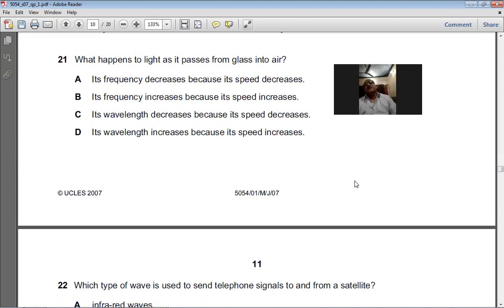Its frequency decreases because its speed decreases? No, frequency remains unchanged. B option, its frequency increases because its speed increases, that is also wrong. Frequency does not change. C part, its wavelength decreases because its speed decreases. When the light enters from glass into air, its speed will increase, so the wavelength will also increase. Whatever happens with the speed, the same thing happens with the wavelength. So I think D is the right option, sir.